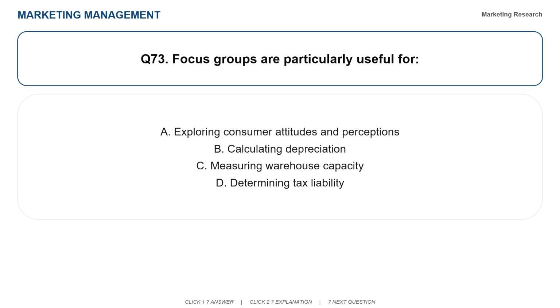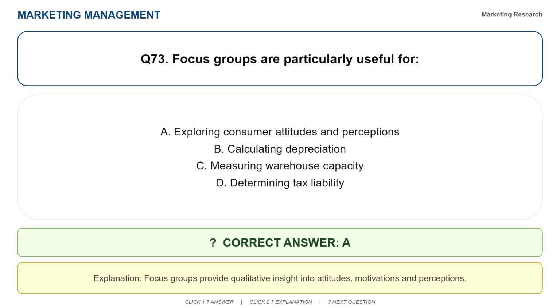Question 73. Focus groups are particularly useful for. Option A, exploring consumer attitudes and perceptions. Option B, calculating depreciation. Option C, measuring warehouse capacity. Option D, determining tax liability. The correct answer is A. Explanation. Focus groups provide qualitative insight into attitudes, motivations, and perceptions.